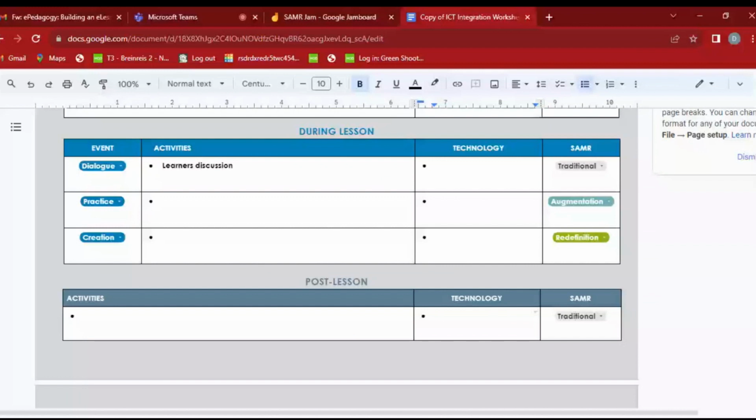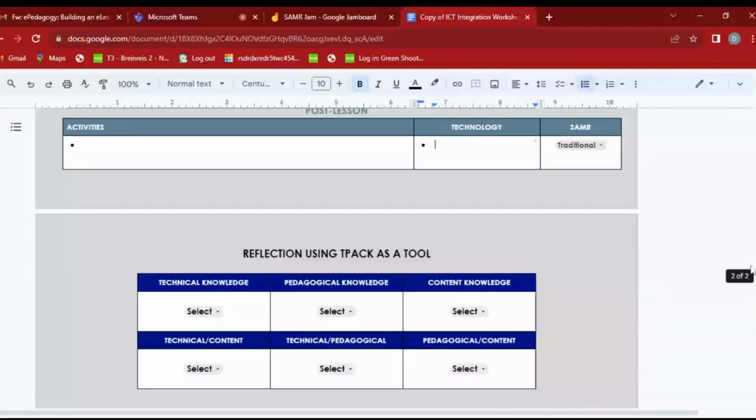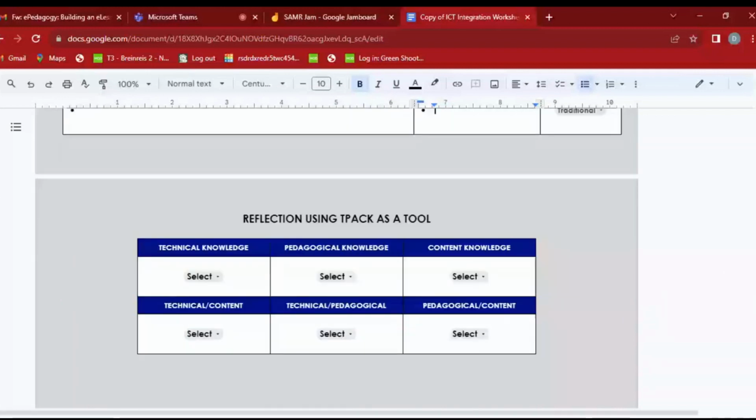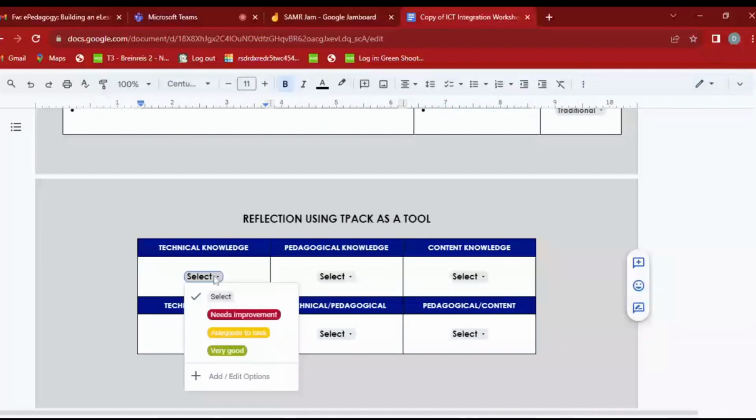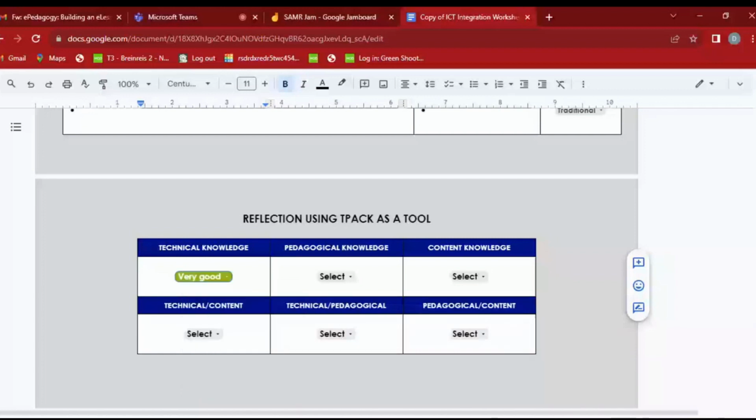And the last one is for the teachers, it's for us. We reflect on our technical knowledge. And I must ask, does my technical knowledge need improvement? Is it adequate to the task? I think it was very good, because it was my first time and I felt so awesome. It was very good for a first time. And the learners did well.